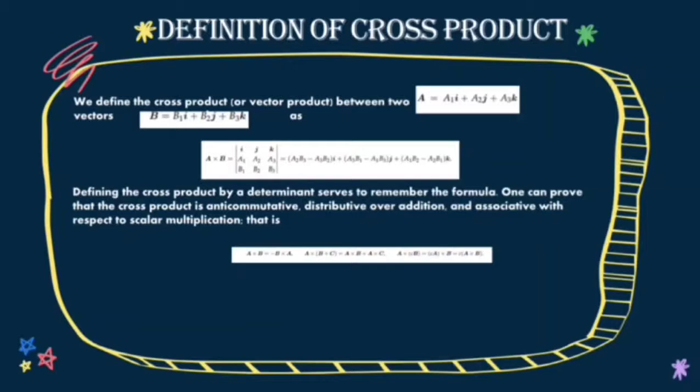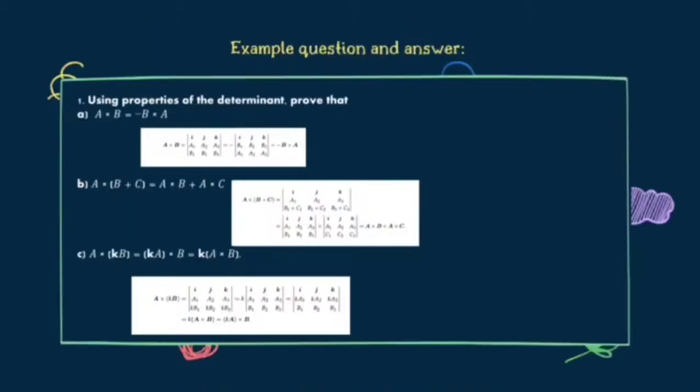We define the cross product or vector product between two vectors A and B as A times B. Defining the cross product by a determinant serves to remember the formula. One can prove that the cross product is anti-commutative, distributive over addition, and associative with respect to scalar multiplication. That is the formula. So here is the example question and answer.